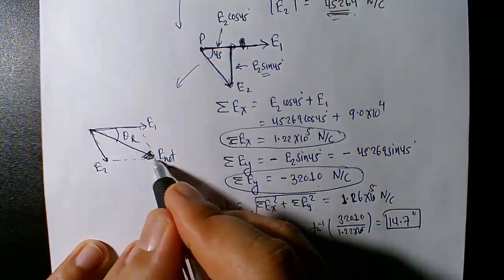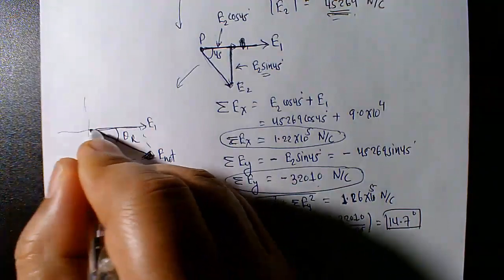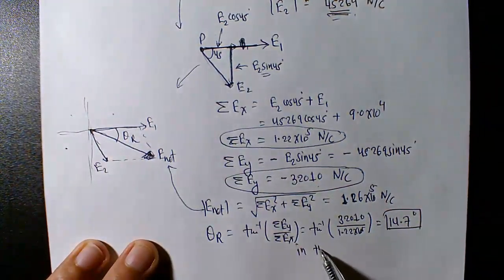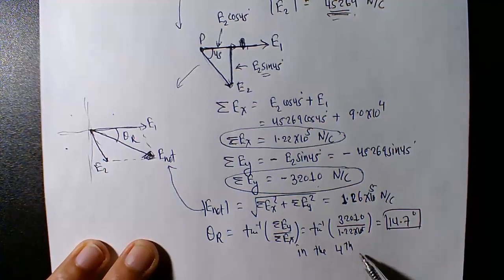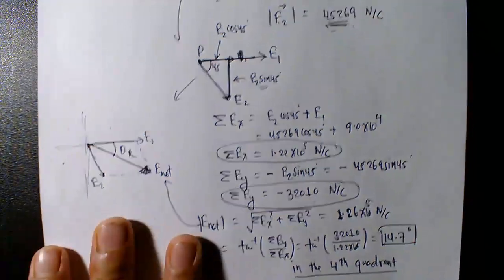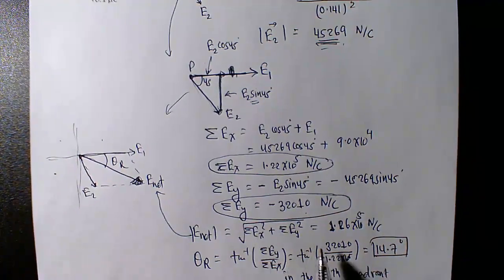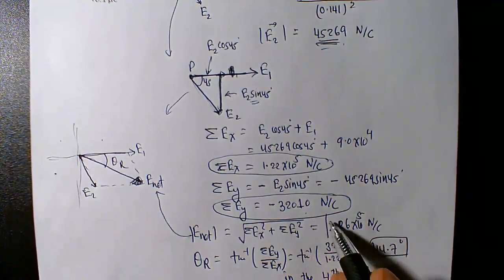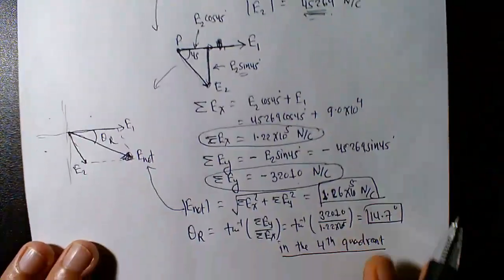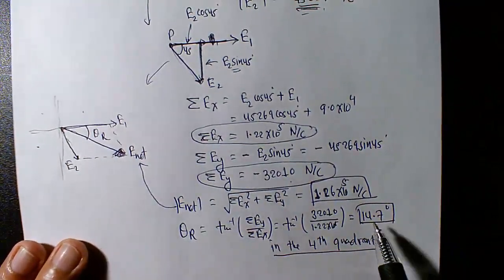But you have to mention the quadrant. This net electric field here is in the fourth quadrant. See here: first, second, third, fourth. In the fourth quadrant. So you have to mention that. This is the net electric field at point P due to both of these charges, at 14.7 degrees.